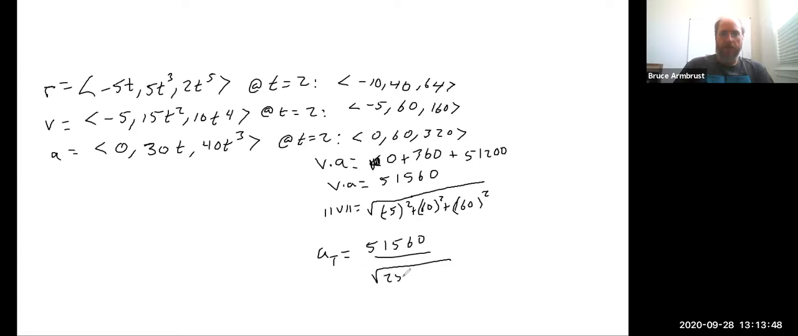25 plus 3,600 plus, let's see, 16 squared is 256. Throw on a couple zeros. And I'll let you get a number for that because I'm not too concerned about the actual value. All right, so there's A_T. Any questions on that part before we go to A_N?